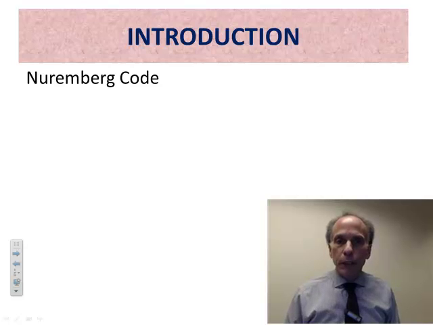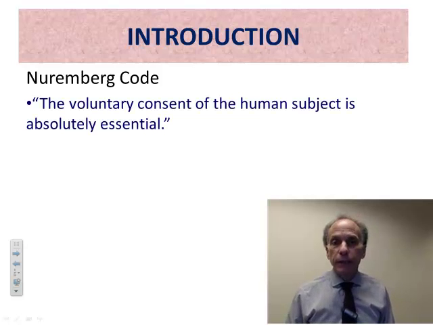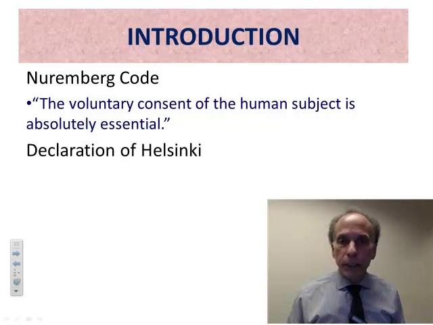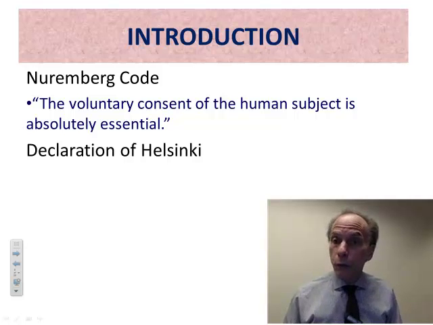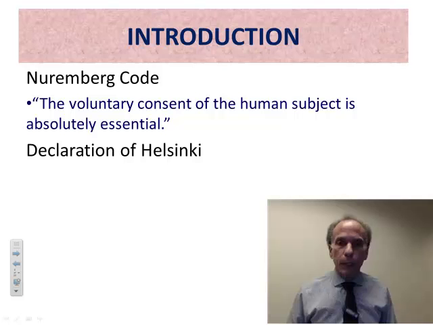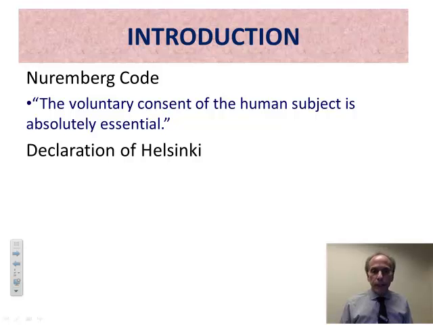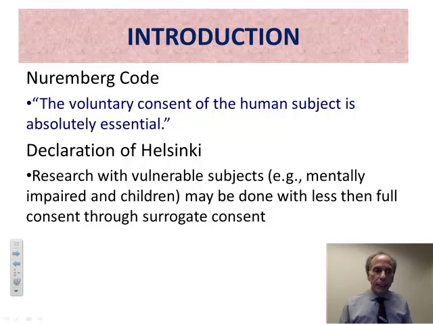The Nuremberg Code, developed in 1947 from the proceedings of the Nazi doctors' trial, had as its first principle that the voluntary consent of the human subject is absolutely essential. The Declaration of Helsinki was published in 1964 in order to address issues not covered by the Nuremberg Code, such as research involving special populations. The Declaration states that research may be done involving individuals from whom it is not possible to obtain consent only if the condition that prevents obtaining consent is a characteristic of the research.